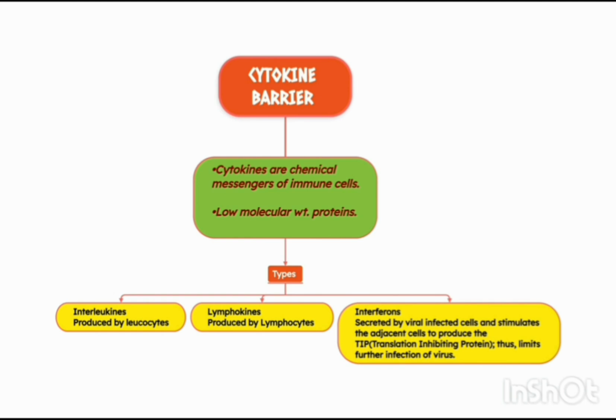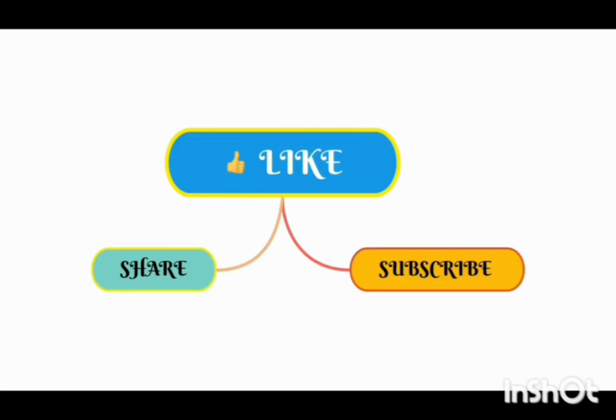Now, cytokine barrier. Cytokines are the chemical messengers of immune cells. They are low molecular weight proteins. There are three major types: interleukins, which are produced by leukocytes; lymphokines, which are produced by lymphocytes; and interferons, which are secreted by virus-infected cells and stimulate the adjacent cells to produce TIP, thus limiting further infection by the virus.